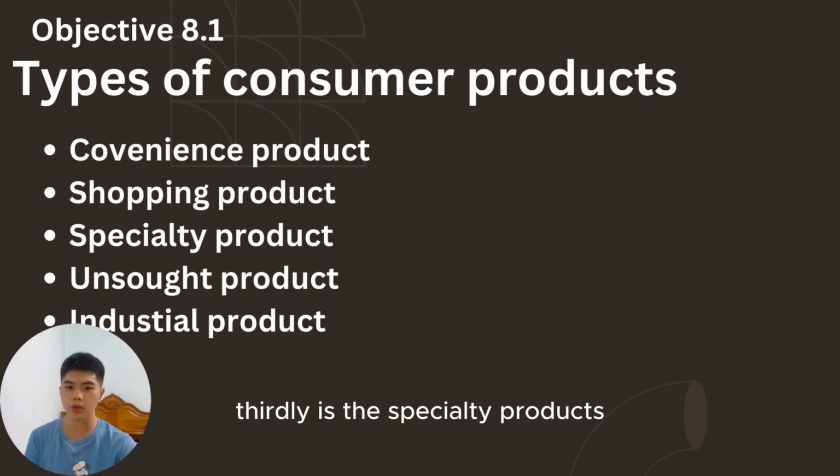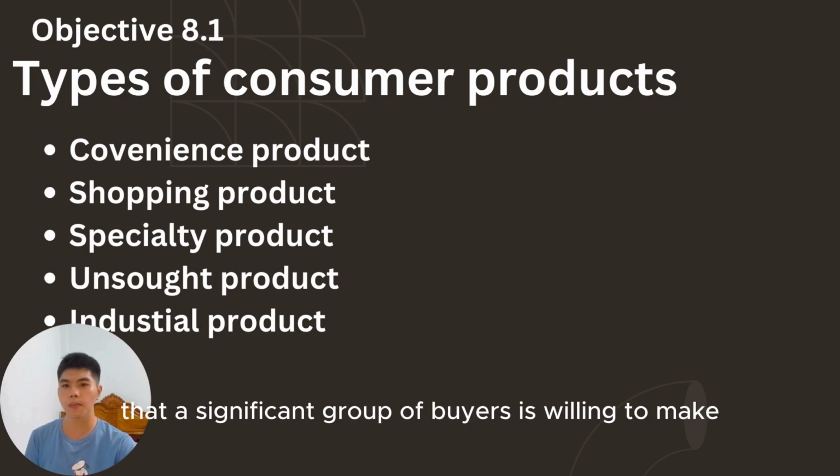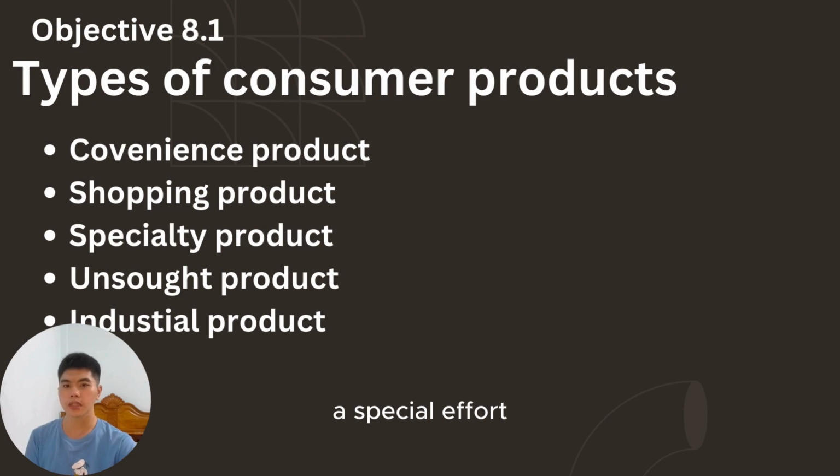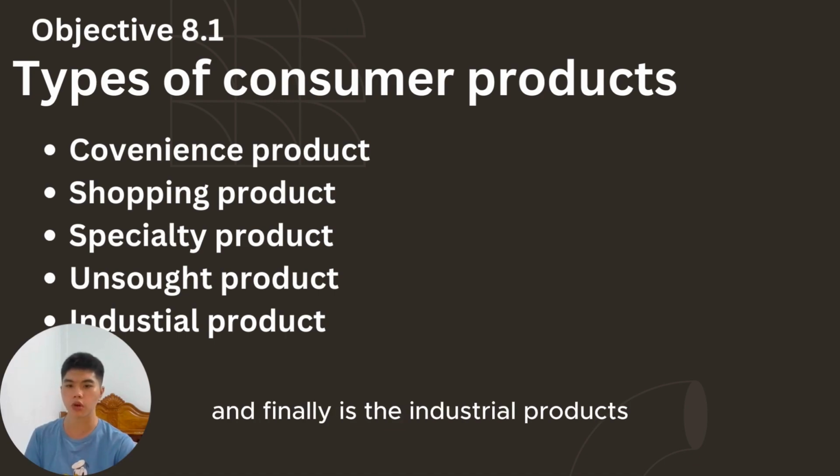Thirdly, specialty products. These are products with unique characteristics or a strong brand identity that a significant group of buyers is willing to make a special effort to purchase. Fourth, unsought products, which are products consumers don't know about, or know about but typically don't consider buying. And finally, industrial products.